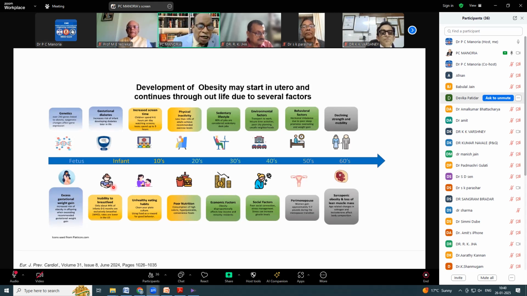So you could have genetic causes, or if there's excess gestational weight, there are more chances of the offspring getting obese. Gestational diabetes, inability to breastfeed, increased screen time in children, they continue to sit near the TV, unhealthy eating habits, physical inactivity later on, poor nutrition, sedentary lifestyle, economic factors, and so on. So there are multiple factors depending on the age which contribute to obesity.